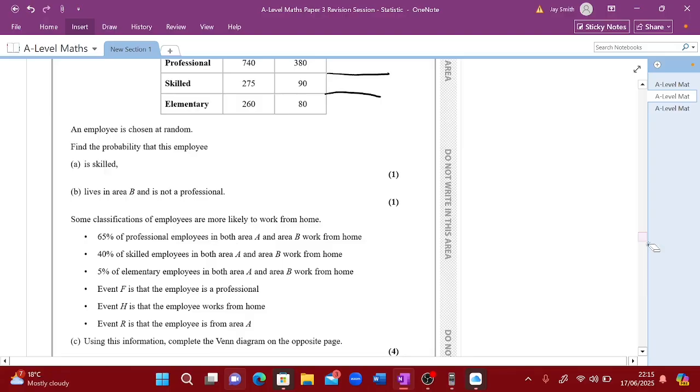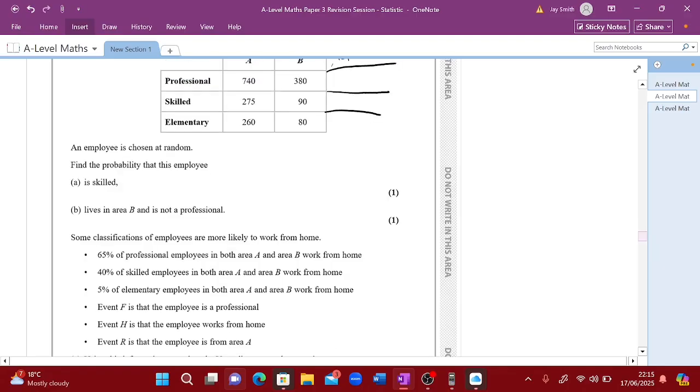Yeah, it's both. So I guess you could do 65% of each of them individually, rather than adding them and then doing 65%. I think that's the way to do it, but the question isn't that clear. Because then you work out how many in area A, for example, are professional and work from home, which is what we want.